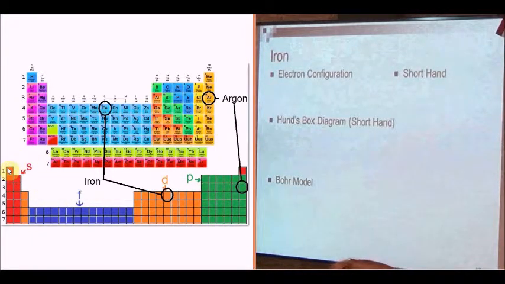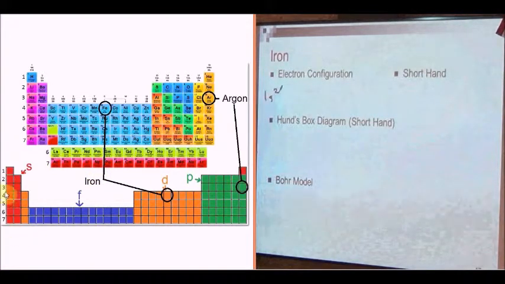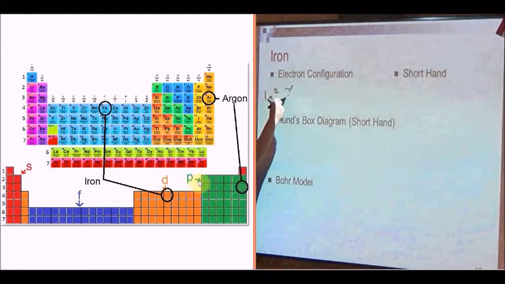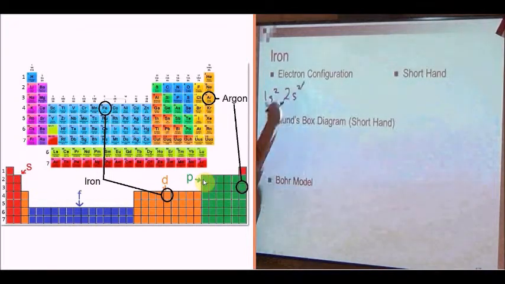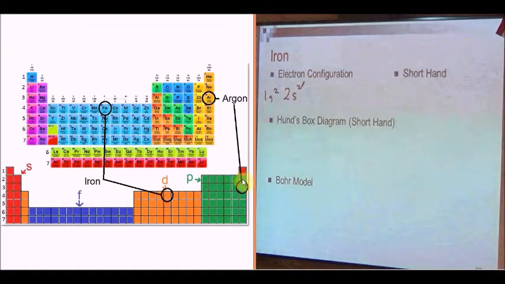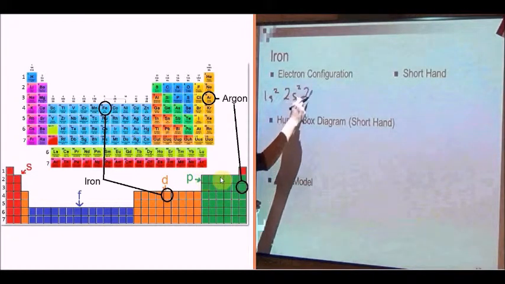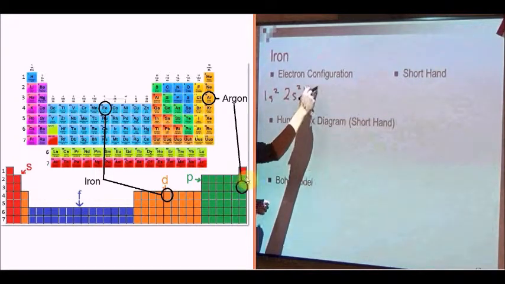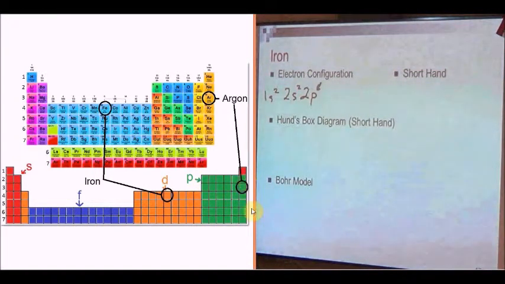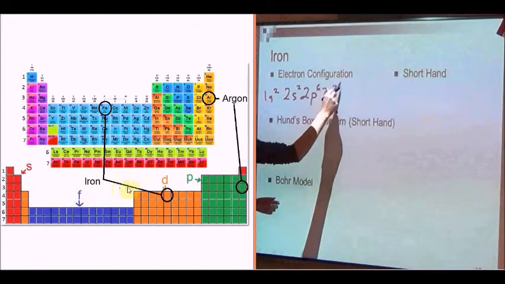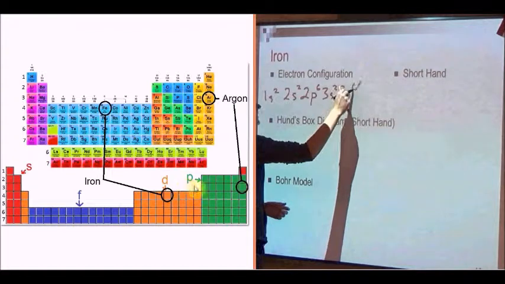Going through row 1, we're going to write what? 1S2. Okay, row 2, we're going to write 2S2. 2 for the row, S for the color, and 2 because there's 2 boxes. And then? 6. There are 6 green boxes. So second row, green was P, 6 boxes, 2P6. All right. Then the third row, 3S2. Good. Keep going. And then we go through some more greens, 3P6.